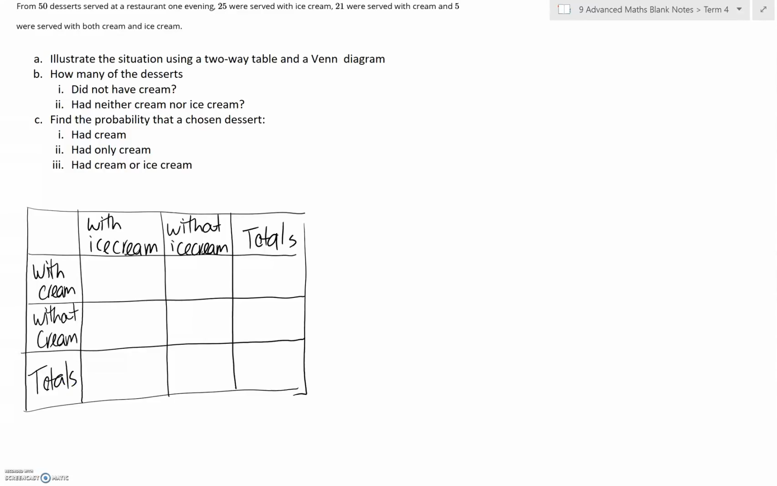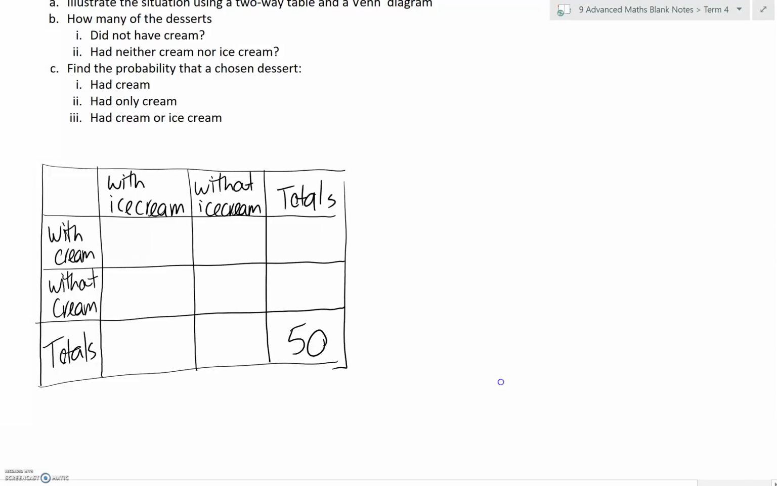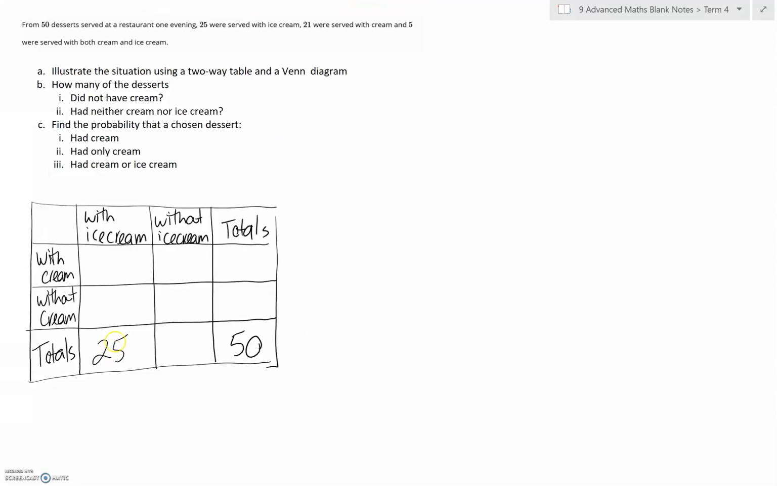Now let's start filling it in. So it's kind of best to start with what you got. So we've got 50 in total. So I'm going to put that down in the total column. So that's what we've got with cream or ice cream or nothing. We've got 50 desserts. Now it says 25 were served with ice cream. So our with ice cream column is this first column, and 25. So again, we can put the total in here.